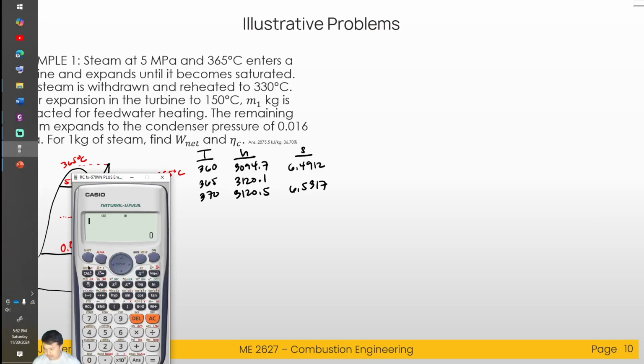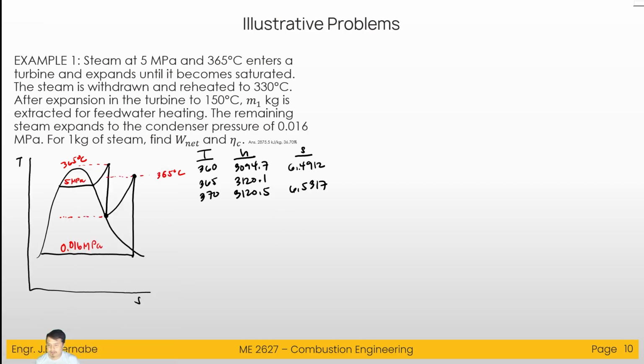Then for the other one, let's write this again. For the entropy you have 6.4912 and 6.5317. So this will be 365, giving 6.5115. So this is our approximated H1 and this is our S1.